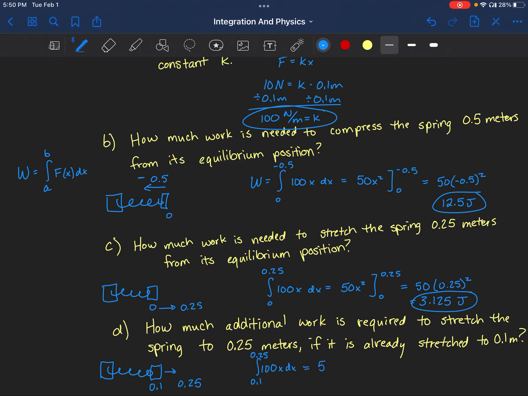And again, when you integrate it, you're still going to get 50x squared. And my lower bound is 0.1 and my upper bound is 0.25. This time I will have to actually plug both of those in. So let's see, 50 times 0.25 squared minus 50 times 0.1 squared. Let me grab my calculator quick. 50 times 0.25 squared minus 50 times 0.1 squared should give me 2.625 joules.